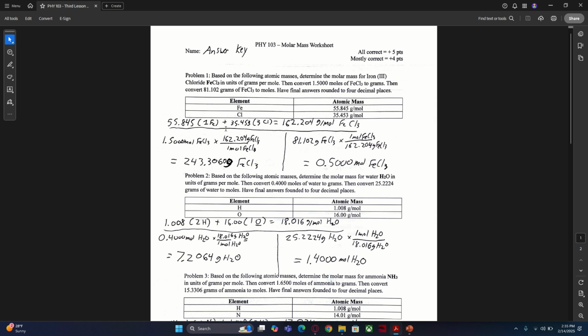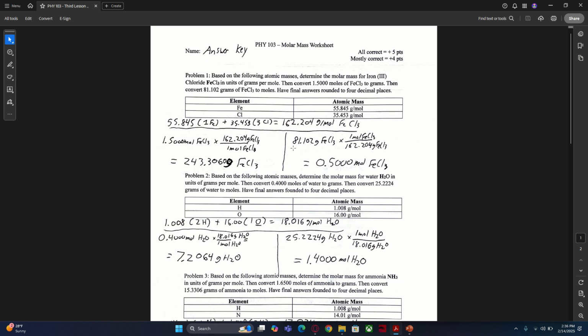And then the next step, in our problem, we're told we have 1.5 moles of iron chloride. Well, taking that mole amount multiplied by the molar mass, 1.5 times 162.204 divided by 1. This gets our mole units to cancel, and we're just left with grams of iron 3 chloride. And therefore, our answer is 243.3060 grams. In other words, instead of having 1.5 moles, that is the same thing as about 243 grams of iron chloride.